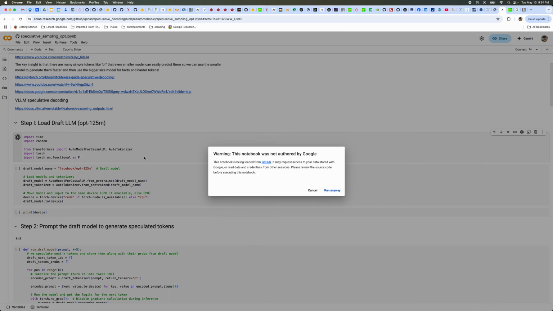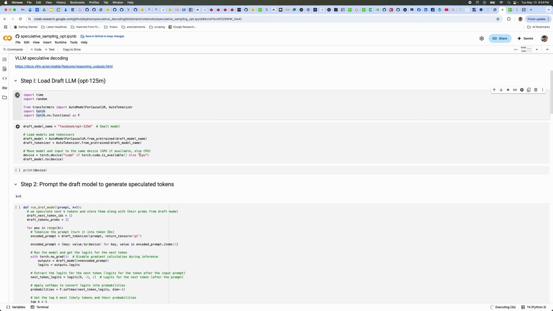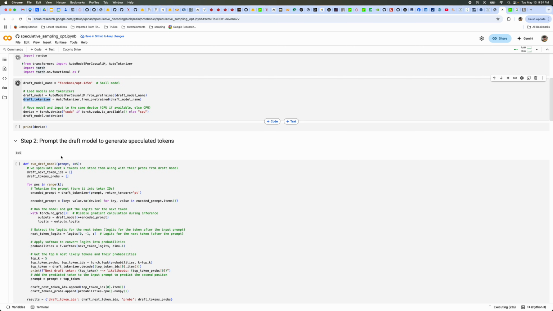Essentially, the first step, we have a bunch of imports. We import transformers, we import torch. Then we use OPT 125 million parameters, which is a small Facebook large language model, as a draft LLM. So we load the draft model, we load the tokenizer, and we make sure that they are on the CUDA device. So let this part run.